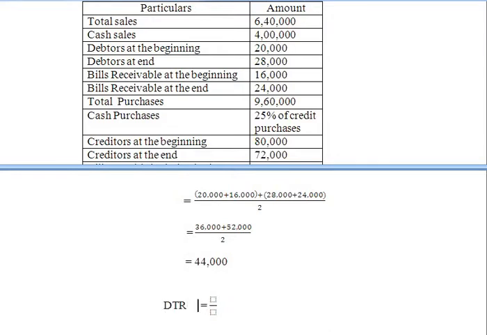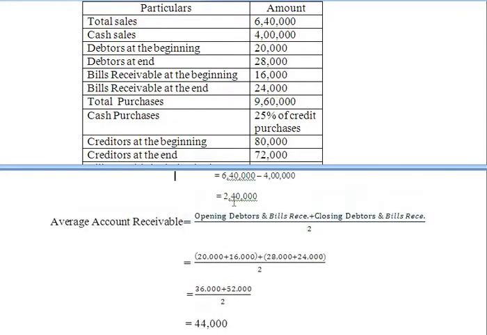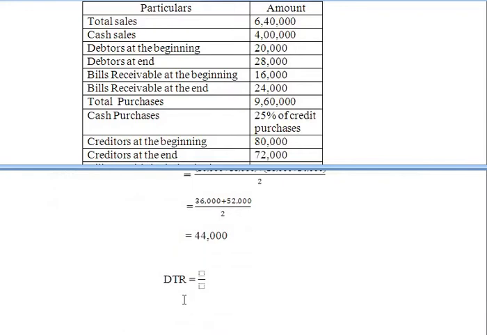Next line, write, debtors turnover ratio is equal to credit sales. How much? Here you can check. Amount of credit sales is 2,40,000. So right here credit sales 2,40,000 divided by amount of average accounts receivable 44,000. Average account receivable how much? 44,000.